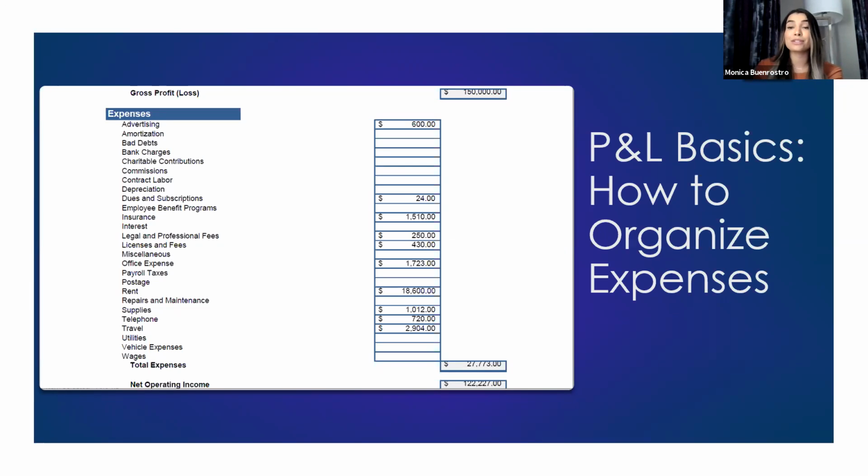The reason why I say it is so important, and I cannot express it enough, to keep track of expenses, is because for every dollar that you're not organized, you will have to pay taxes over that amount. So in this example, the original gross profit was 150,000, and based on the different expenses that I threw on there, I'm saying that 27,773 were expenses. That means that they're gonna take that out of the income and not pay taxes over that amount, and will pay taxes over the 122,000 that is left.